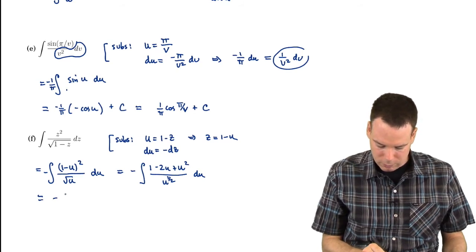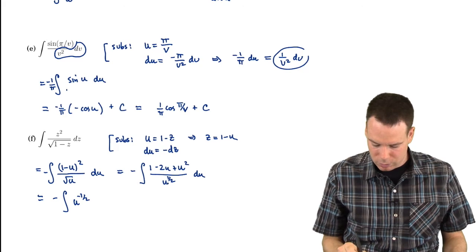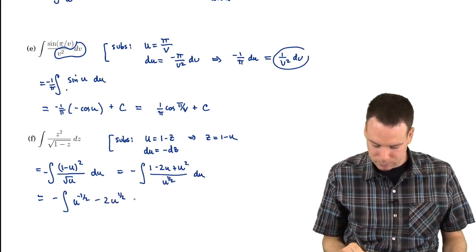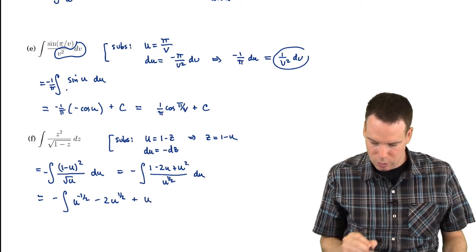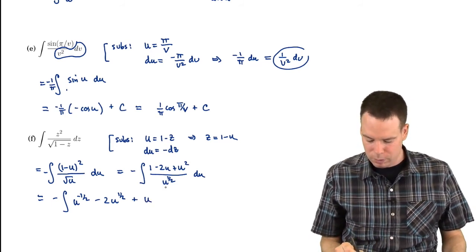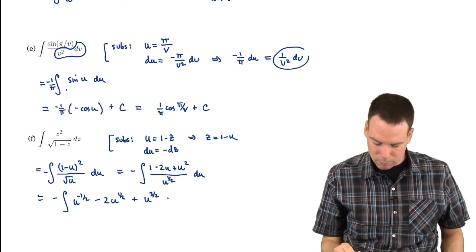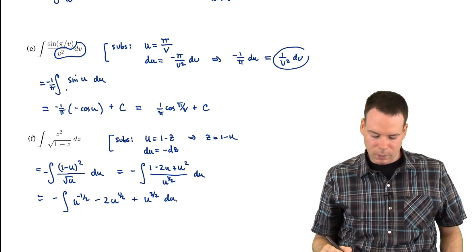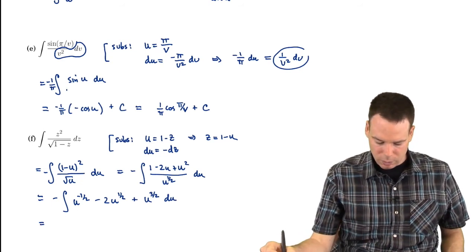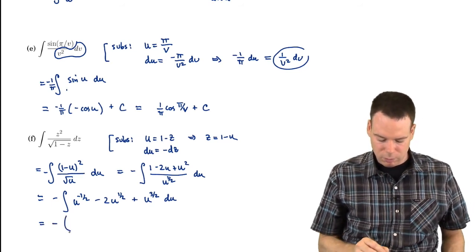So that's negative the integral of u to the negative 1/2. So I'm going to divide that into each piece: minus 2u to the 1/2 plus u to the, well, 2 minus 1/2 is 3/2, du. Now I've got a bunch of powers. We can go ahead and work out the individual antiderivatives of these powers.